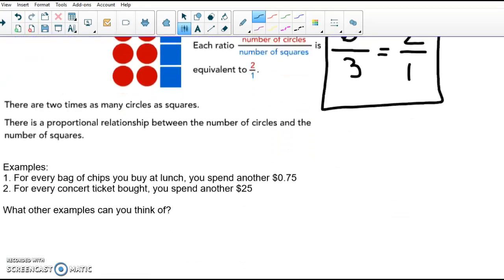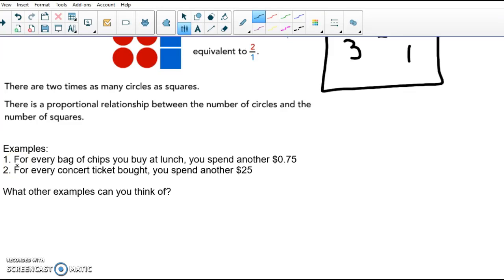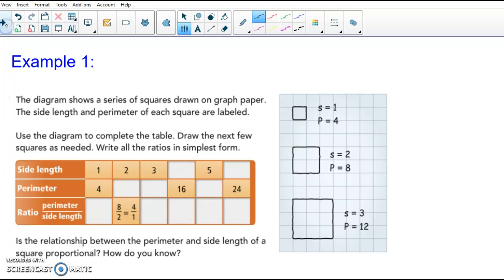So let's look at some other real-life examples. When you are in the cafeteria and every bag of chips you buy at lunch costs you 75 cents, so there's 75 cents per bag. So you have that proportional relationship between the cost and the number of bags you buy. For every concert ticket you bought, you spend another $25. That would be a proportional relationship, $25 per one ticket, 50 per two, and so on. So be on the lookout. You'll notice that there are lots of examples in real life that you may come across.